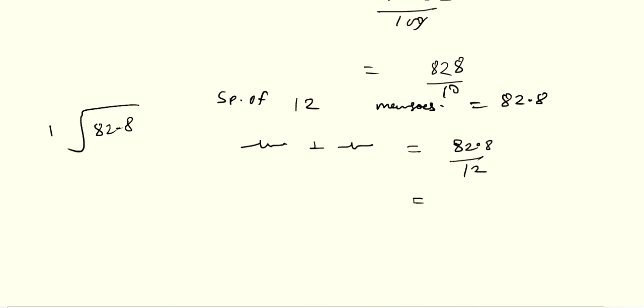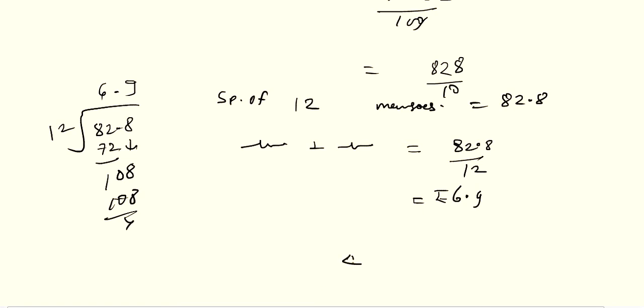82.8 divided by 12. So 12 6 is 72, 0 1 decimal, so decimal, bring it down 8. 12 9 is 108. So rupee 6.9 is the selling price of 1 mango. That means customer will pay rupee 6.9 for 1 mango. Then for the 40 mangoes, simply multiply 40 into 6.9.